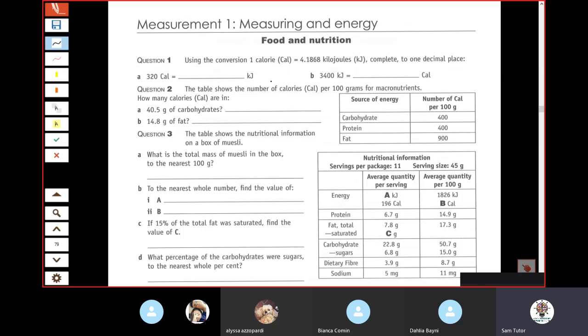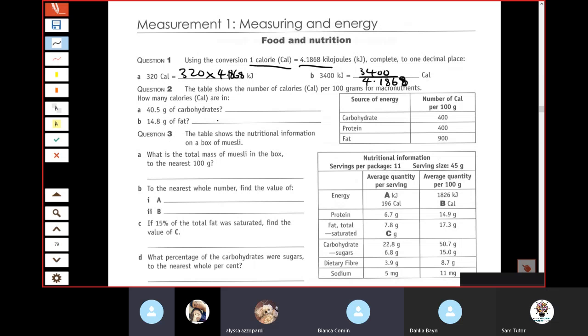Use the conversion. 1 calorie equals 4.1868 kilojoules. This will again be given to you in your formula sheet. So complete to 1 decimal place. If you've got 3,400 kilojoules, you want it into calories, well, that'll just be 3,400 divided by 4.1868. Do we all agree with that?